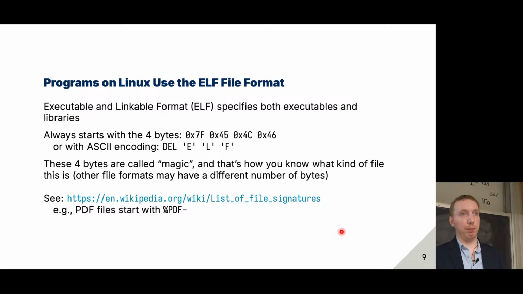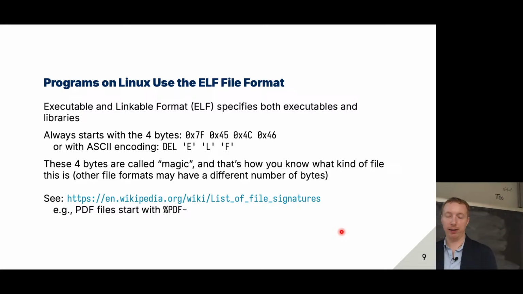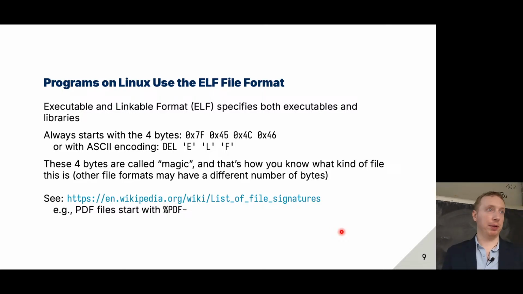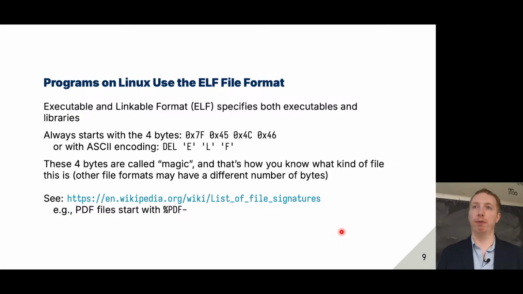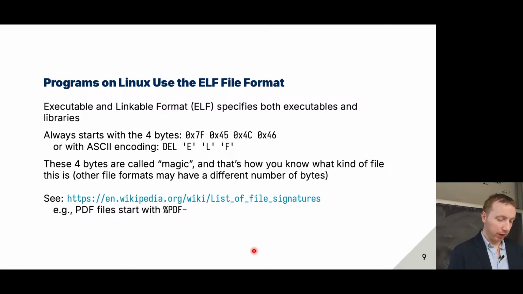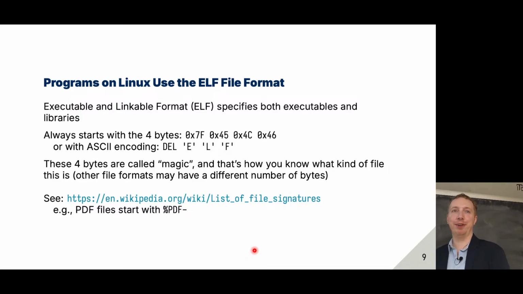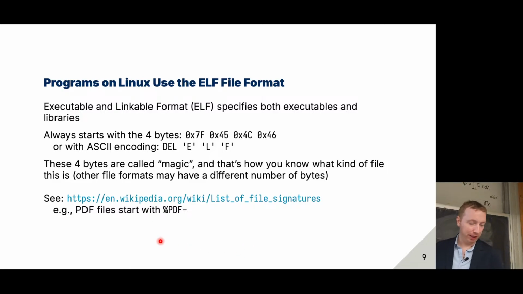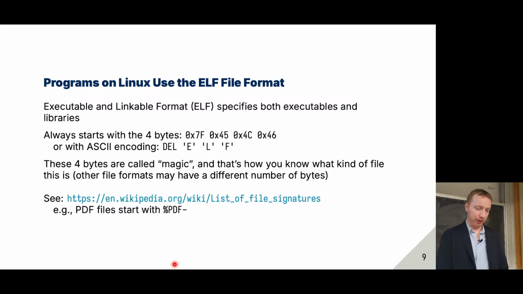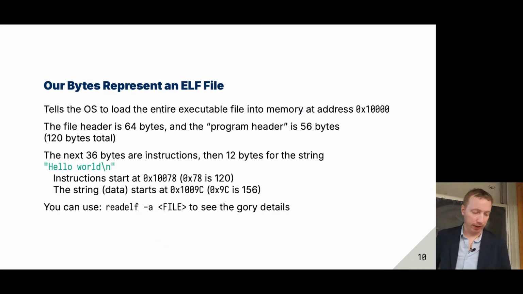They always start with 4 bytes, 7F, and then ELF in ASCII, and that is called magic. That is how a computer knows what a file is: it just reads the first few bytes and sees if they match some hard-coded value, and if they match, then it interprets the rest of the file as if it was actually that format. There's a whole list of file signatures in case you're interested. Again, I don't have terribly interesting hobbies, so I like that stuff. PDF files start with percent PDF and then a dash, I think it is. So all of the files just look like that.